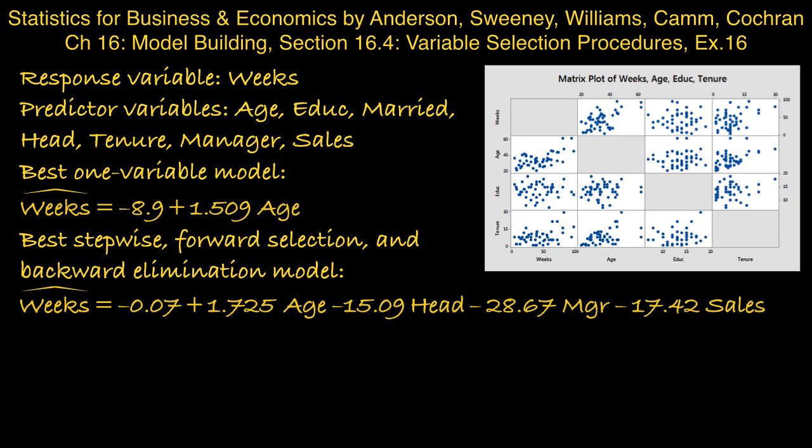Use the backward elimination procedure to develop the best estimated regression equation. Use a value of 0.05 for alpha to remove. And it also turns out that for this particular application, this isn't always the case, but for this particular data set, the best backward elimination model is the same one as the best stepwise and best forward selection models, with age, head, manager, and sales as the independent variables.